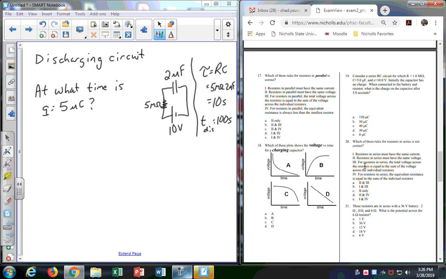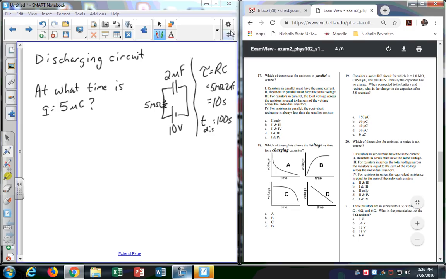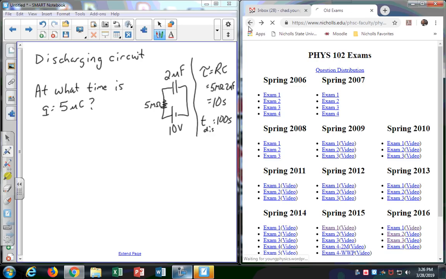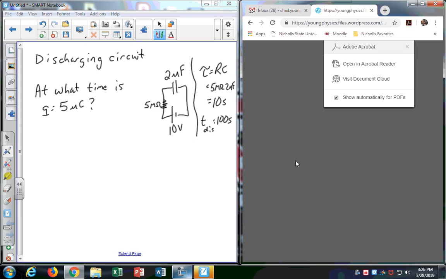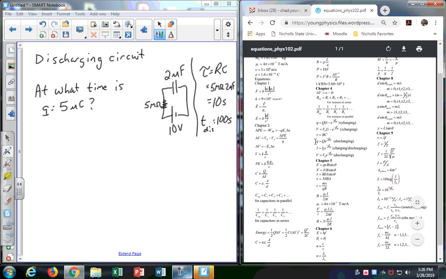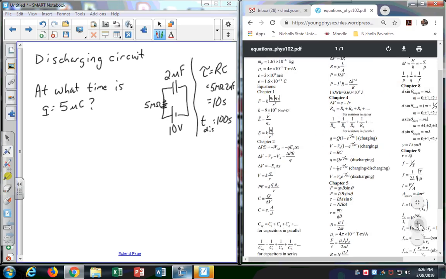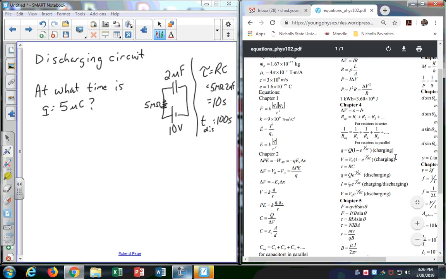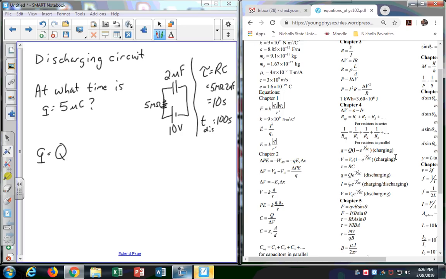So the first thing is I need to figure out what the charging or discharging function looks like. And if I go to my equation sheet, it tells me there. And I'm looking for Q discharging, so it's right here. The Q is equal to big Q times e to the minus t over RC. Big Q is equal to CV, e to the minus t over RC.